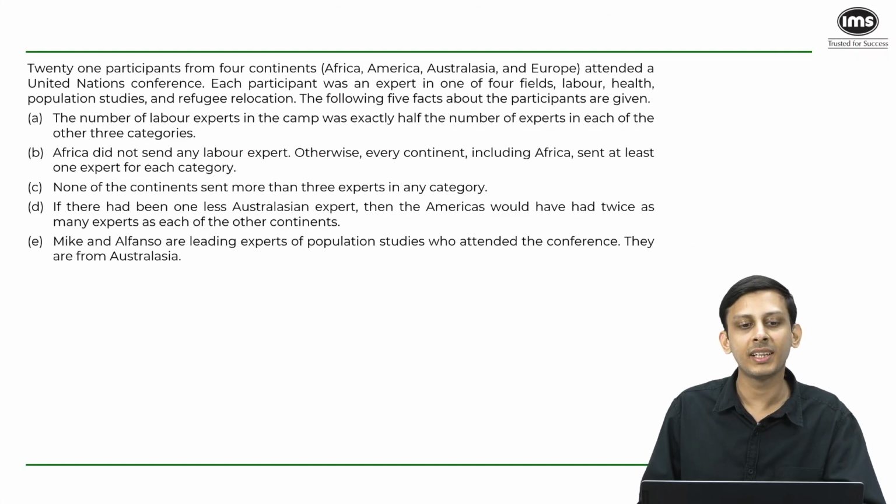Okay, in this set, we have been given that there are 21 participants from 4 continents: Africa, America, Australasia, Europe. These participants attended a United Nations conference. Each participant was an expert in one of 4 fields: labor, health, population studies, refugee relocation. The following 5 facts about the participants are given. The number of labor experts in the camp was exactly half the number of experts in each of the other 3 categories. Africa did not send any labor expert. Otherwise, every continent, including Africa, sent at least 1 expert for each category. Then none of the continents sent more than 3 experts in any category.